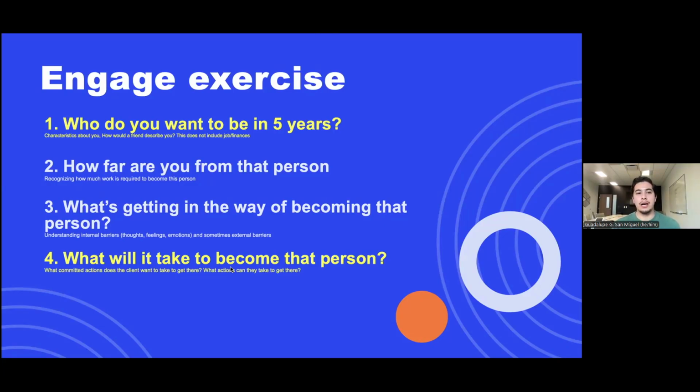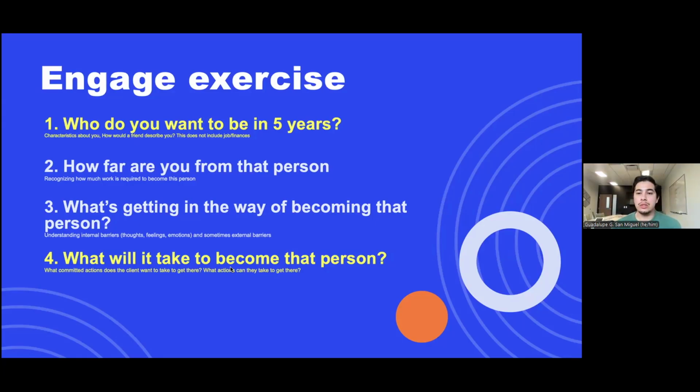I ask, how far are you from being that person? This really is just to help the client recognize how much work is required to get to that place, to be that person. That's creating insight, even awareness. And after we've gone through that stage, I ask them what's getting in the way of becoming that person.